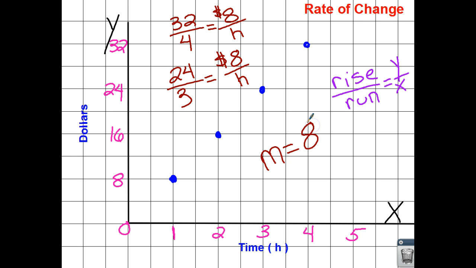Okay, and if you were talking about a simplified slope, you could call the slope m is equal to 8. And we have a constant of proportionality, which we're going to get to in another video. We have a rate value. We've been talking about rate, $8 per 1 hour.